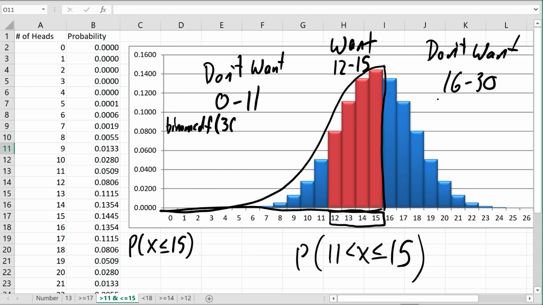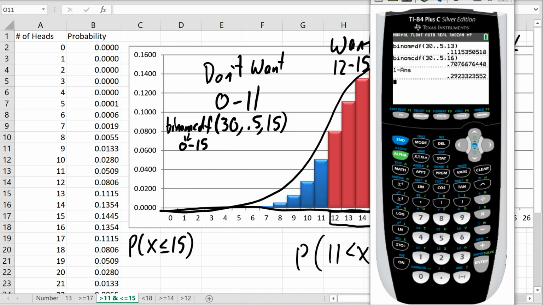Number of trials is still 30. Probability of success is 0.5. Number of successes is 15. So this is going to find us everything between 0 and 15. This right here finds us 0 to 15 successes. So let's find that. All right, second distributions, we'll go up to BinomialCDF. Trials are still 30, probability of success 0.5, x value now 15. So we're trying to find 15 or fewer. All right, so that gives us 0.5722.